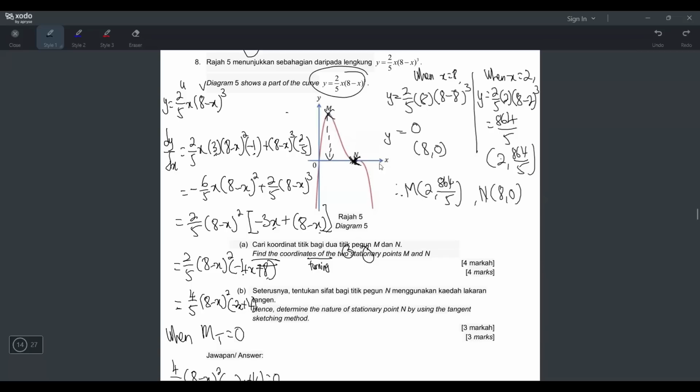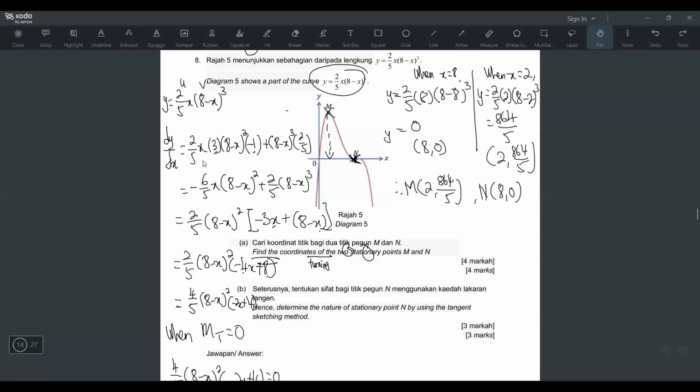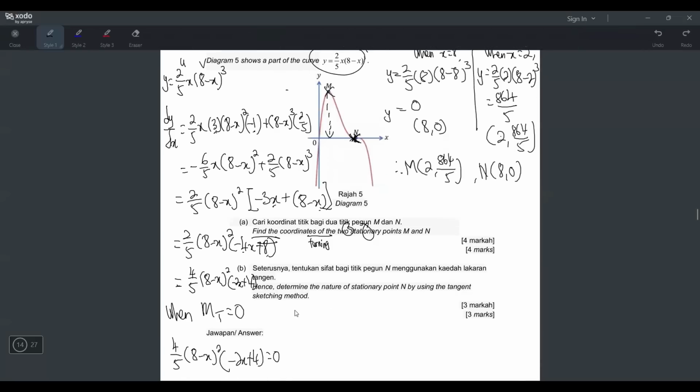So that's why point N is 80, and then the other one, that's the point M. Okay, I already finished part A. These were 4 marks. Now I want to do B. Okay, for B, I'll do it here. All right, what they want.